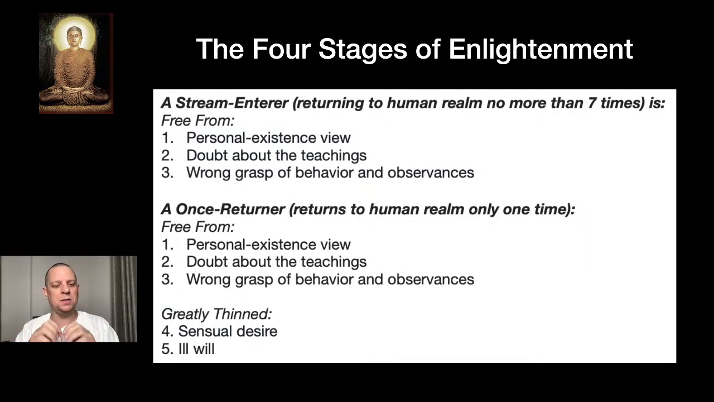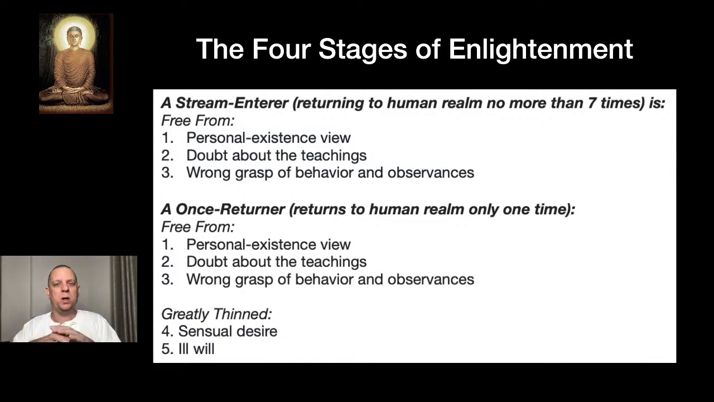And likewise, this fifth fetter of ill will has been thinned as well by the time someone's moved into this second stage of enlightenment as a once returner, where there's still this anger, there's still some resentment, but it's been softened significantly. This person as a once returner isn't going to experience rage. They're not going to experience uncontrollable anger. They're going to get angry. They're going to get frustrated. They're going to get irritated. And they're going to know that they're frustrated and irritated, but it's not going to be uncontrollable rage like they might experience earlier in their life at some point. So this ill will has been thinned.